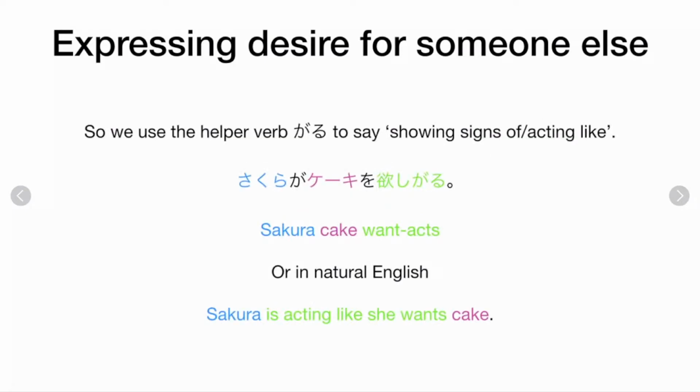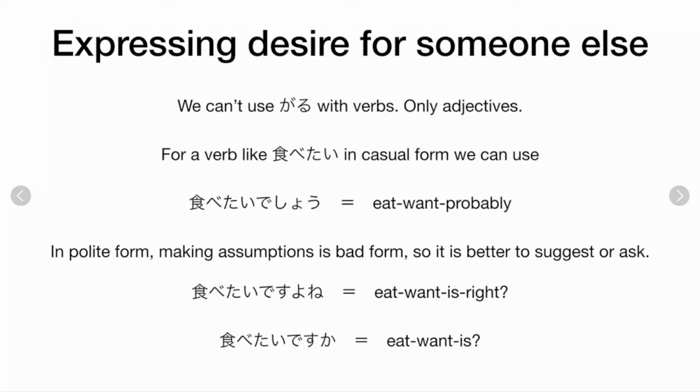So the way we would do that, we can use this helper verb called garu. And garu is kind of like seems like or showing signs of doing this. Sakura ga keiki o hoshigaru, right? Sakura cake want acts. So want, hoshi, is an adjective. Garu is a helper verb that means acts in this case. So Sakura cake want acts, which in natural English, Sakura is acting like she wants cake. Garu doesn't work with verbs, only with adjectives.